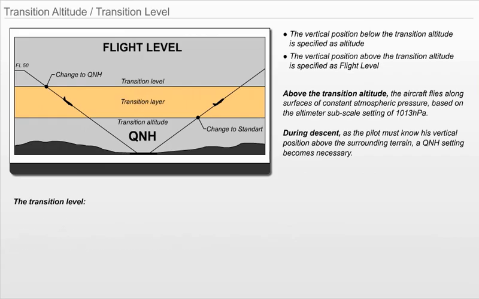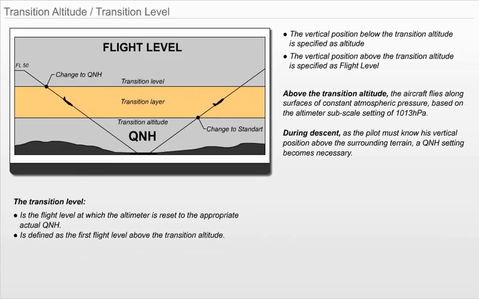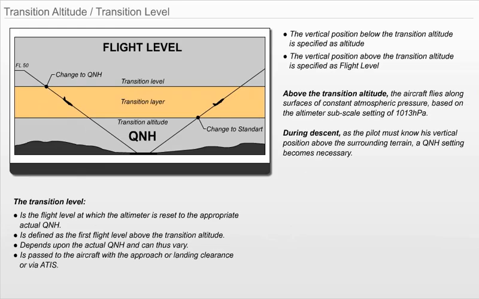The transition level is the flight level at which the altimeter is reset to the appropriate actual QNH. The transition level is defined as the first flight level above the transition altitude. However, the actual transition level depends upon the actual QNH and can thus vary. Therefore, the transition level is passed to the aircraft with the approach or landing clearance or via ATIS.